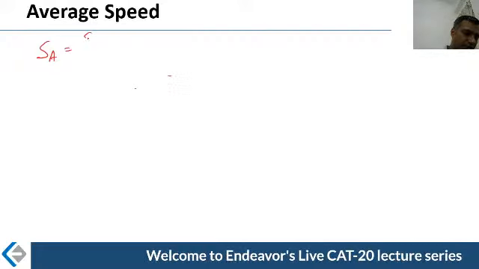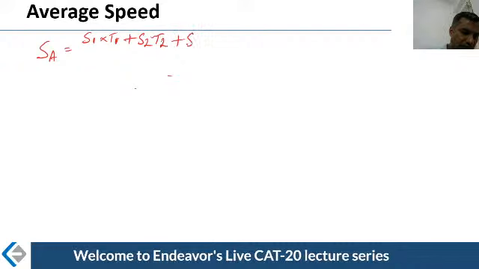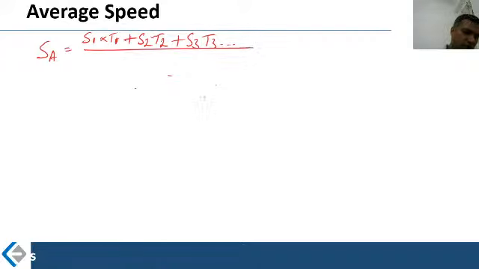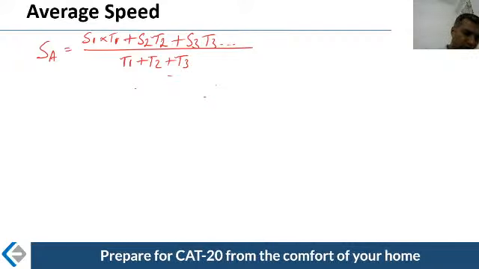All right, I'll write it here. Average speed is nothing but S1 into T1. Somebody maintained a speed of S1 for time T1, a speed of S2 for time T2, a speed of S3 for time T3, and so on, divided by what? What are the weights here, friends? The weights are T1, T2, T3, and so on.